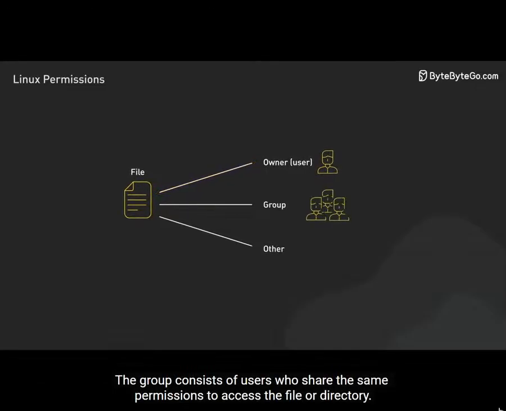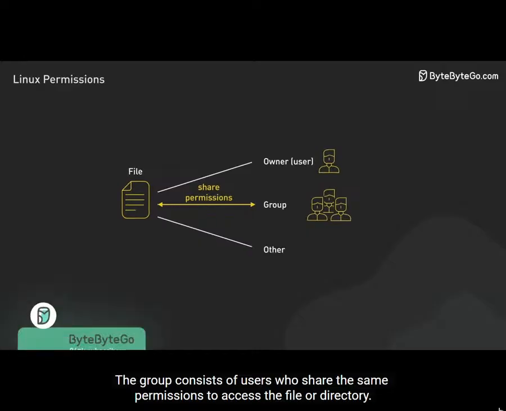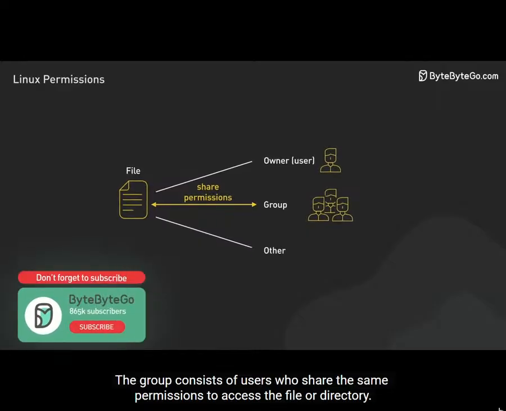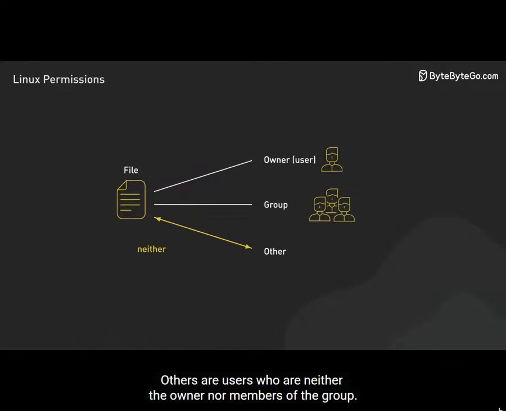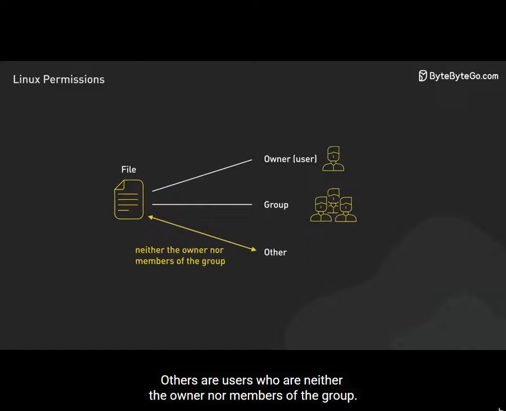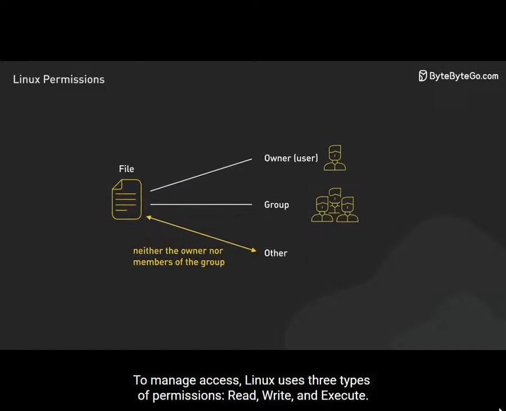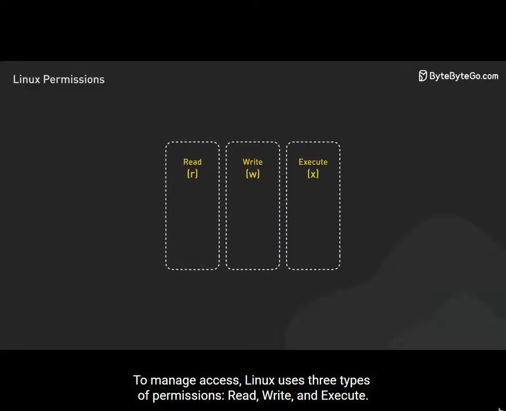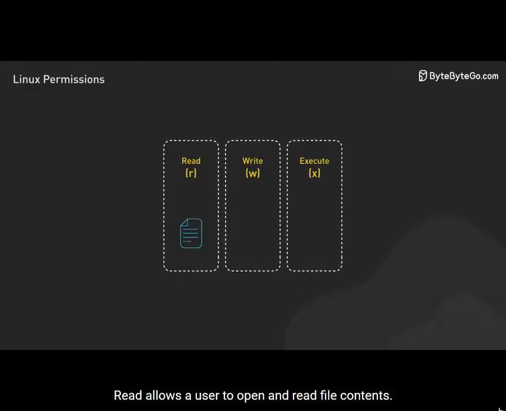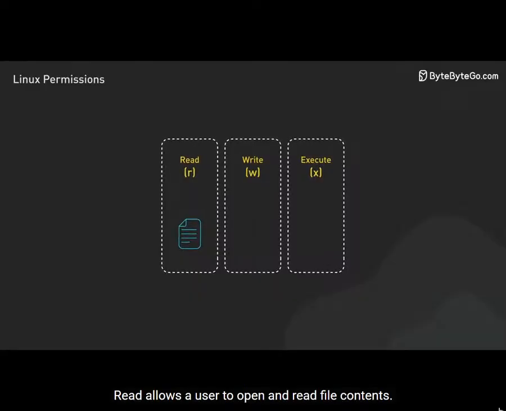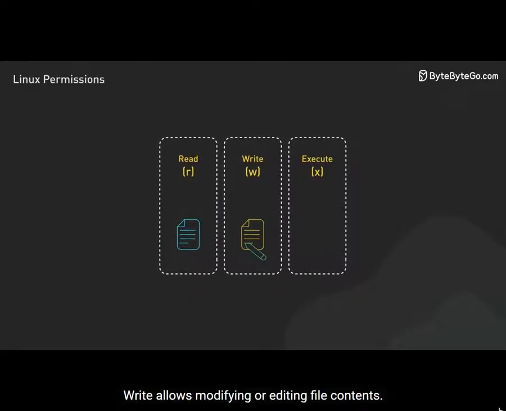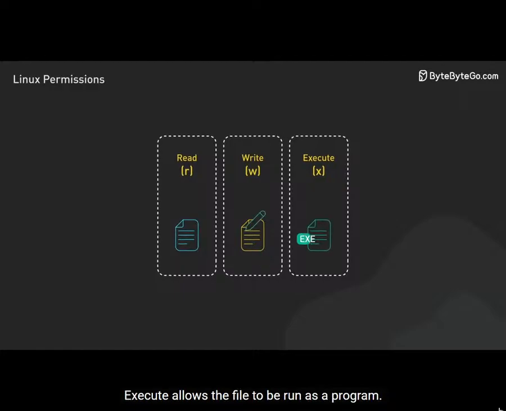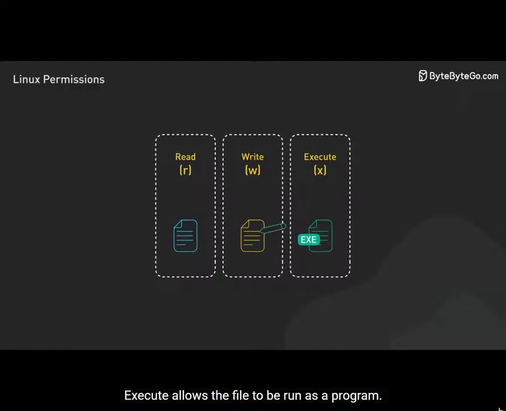The group consists of users who share the same permissions to access the file or directory. Others are users who are neither the owner nor members of the group. They have the least control. To manage access, Linux uses 3 types of permissions: read, write, and execute. Read allows a user to open and read file contents. Write allows modifying or editing file contents. Execute allows the file to be run as a program.